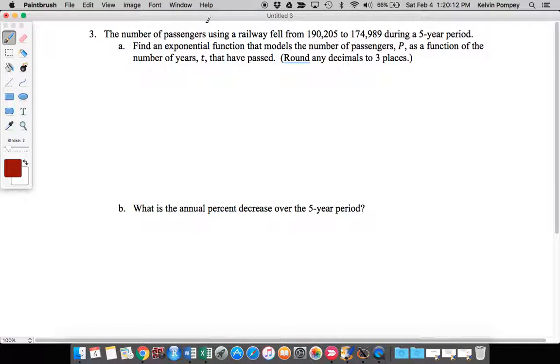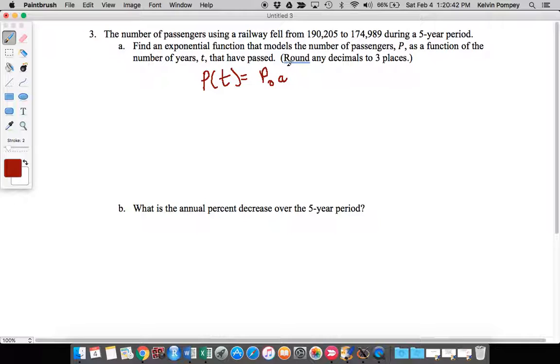Problem 3 is probably the most missed item on the quiz. It says the number of passengers using a railway fell from 190,205 to 174,989 people during a 5-year period. Find an exponential function that models the number of passengers P as a function of the number of years T that have passed. Now, what I wanted you to do was use this formula here.